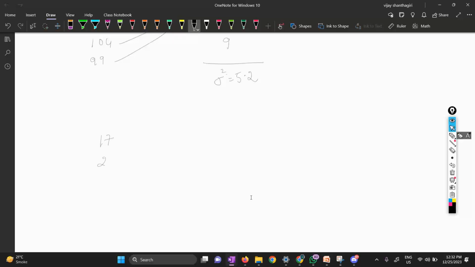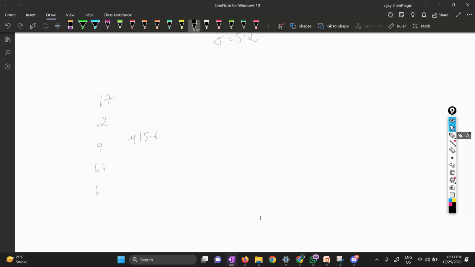17, 2, 9, 44 and 6. Now, quickly, Manjunath will tell for everything now. Mean value, Manjunath. With calculator, quickly, click, click, click, calculate. The total sum came to 78, sir. Divide by 5. Average 15.6.